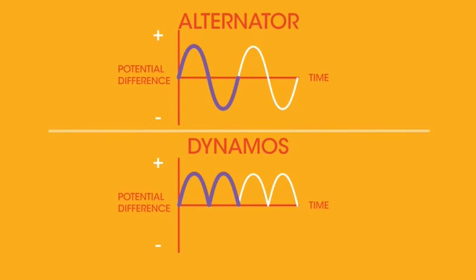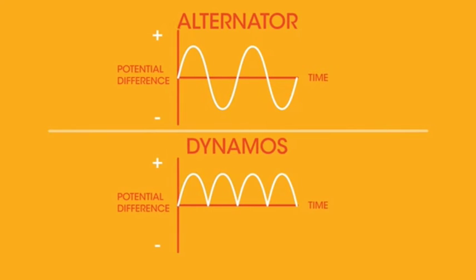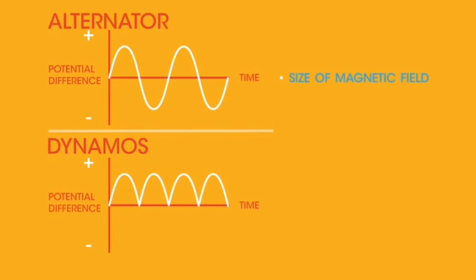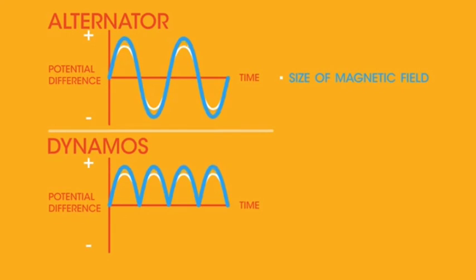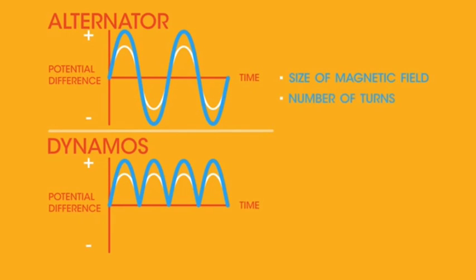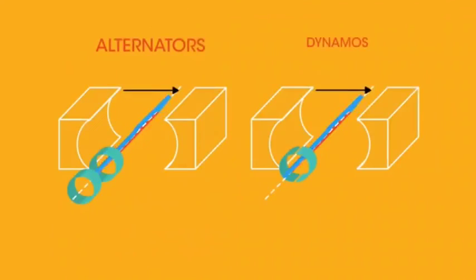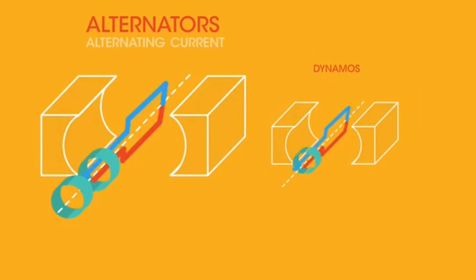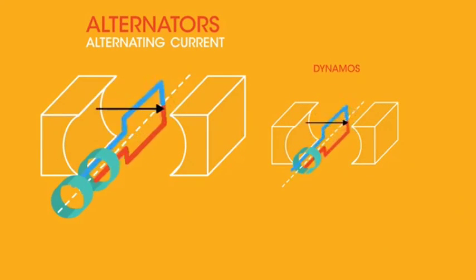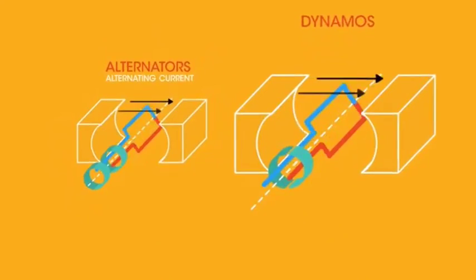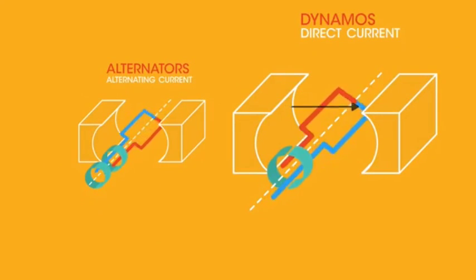Let's finish by quickly looking at how these graphs can change. If we increase the size of the magnetic field, then the size of the current increases. This also happens if we increase the number of turns on the coil, or the area of the coil, and if we increase the rotation speed of the coil, then we increase both the size and the frequency of the current. So there we have alternators that generate alternating current due to having two commutators, and dynamos that generate direct current because of having one split commutator.